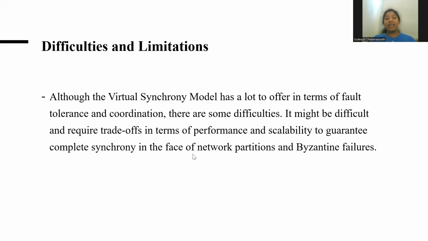Coming to the difficulties, the disadvantages. The model has a lot to offer in terms of fault tolerance and coordination, but there are some difficulties. It might face difficulties in performance. There would be performance differences and scalability issues when trying to guarantee complete synchrony in the face of network partitions.